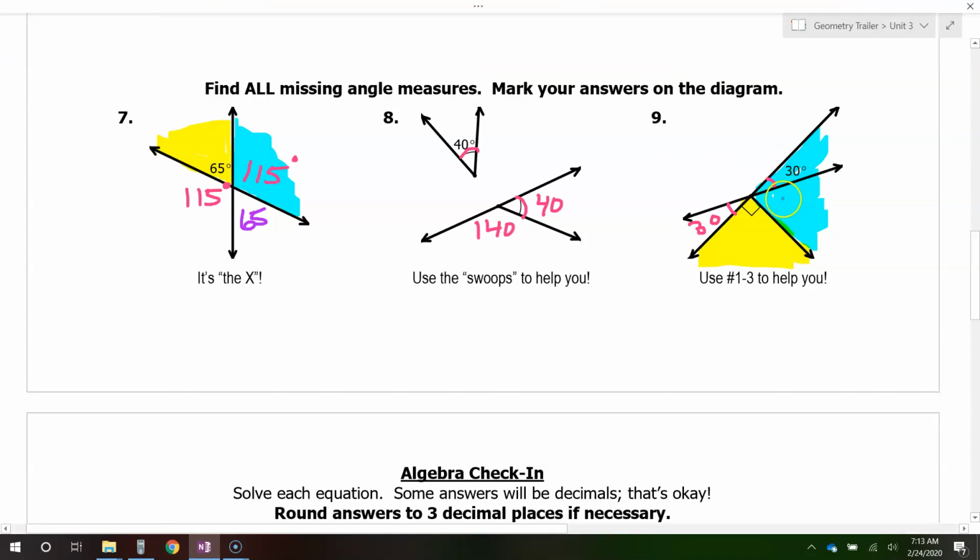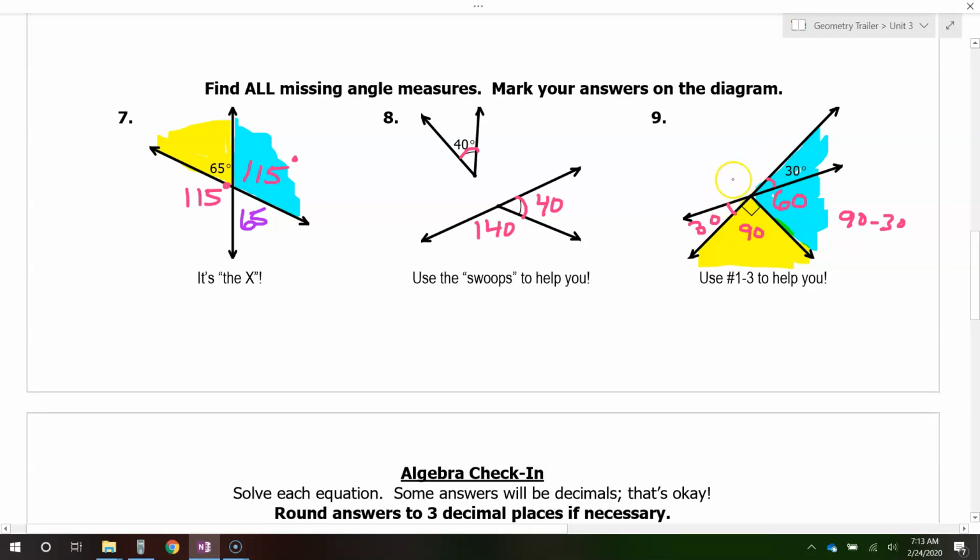If this blue angle is 90, that means this portion right here must be 90 minus 30. So this angle right here must be 60, because it has to add up to be 90. All right, so that's it. Obviously, this one already has the box, so I don't think we really need to put 90, but hey, there you go.